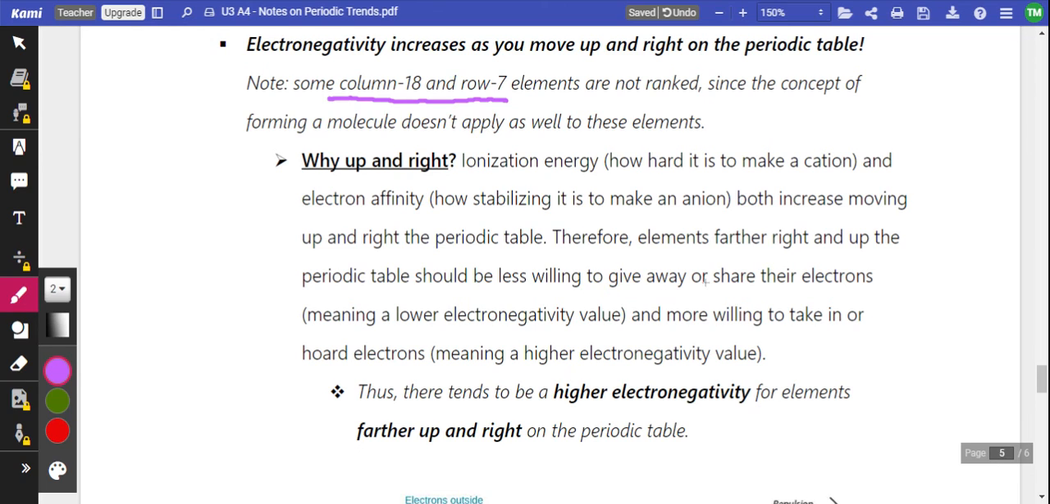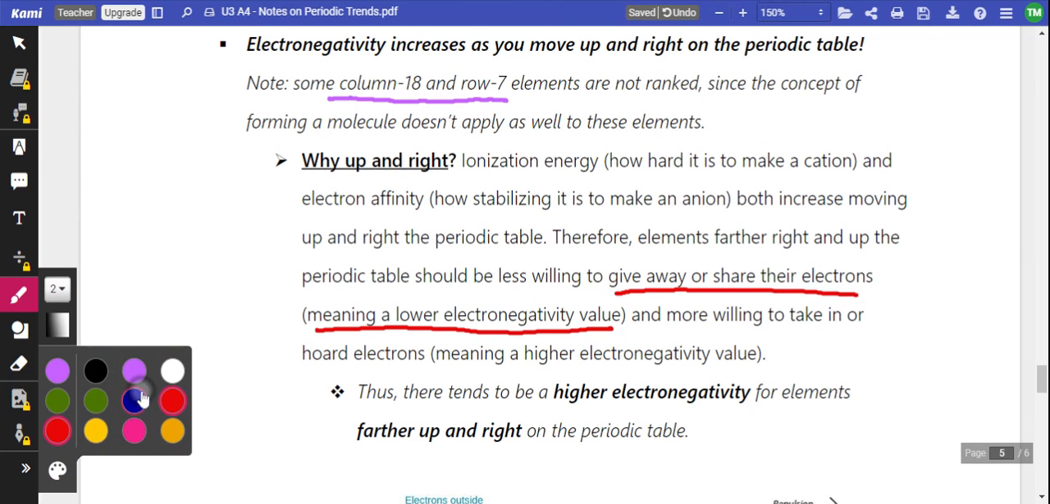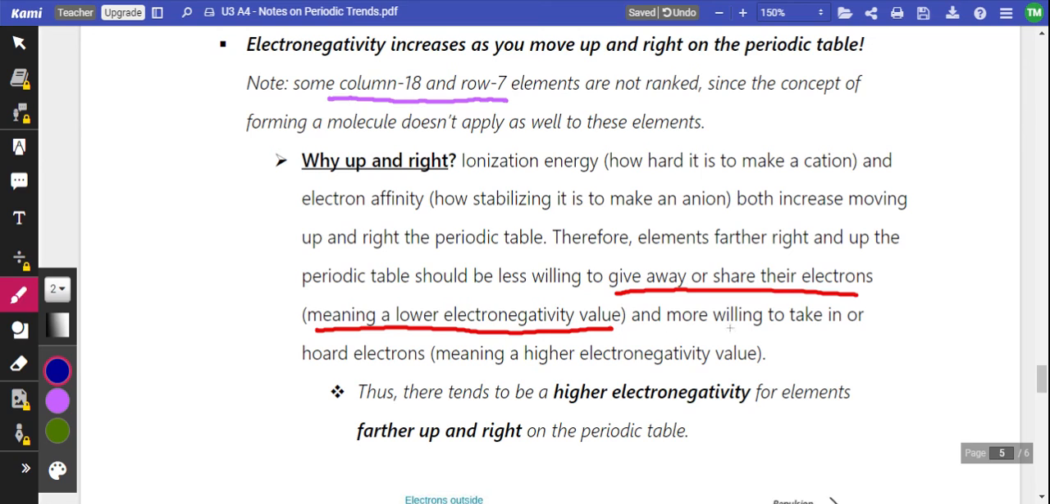So elements on the far right and far top are going to be less willing to give away or share their electrons, and giving away and sharing electrons would go along with a lower electronegativity value. Instead, they would rather take in or hoard their electrons, which would mean a higher electronegativity value. I got mixed up on the sentence structure there for a second. It's not written very well by me, unless you go back and edit at some point.